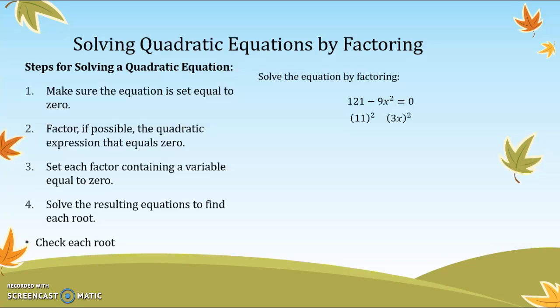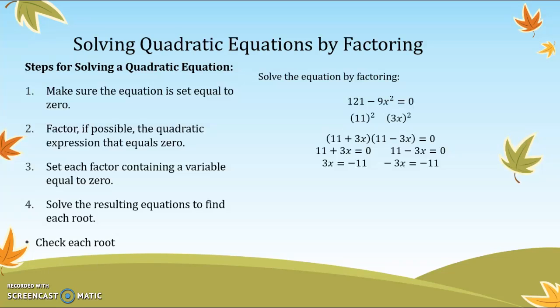So 121 minus 9x squared equals 0. Its factored form will be 11 plus 3x times 11 minus 3x, using the difference of perfect squares rule. I can then set each factored piece equal to 0. So 11 plus 3x is 0 and 11 minus 3x is 0. I'll subtract 11 from both sides, giving me 3x equals -11 and -3x equals -11.